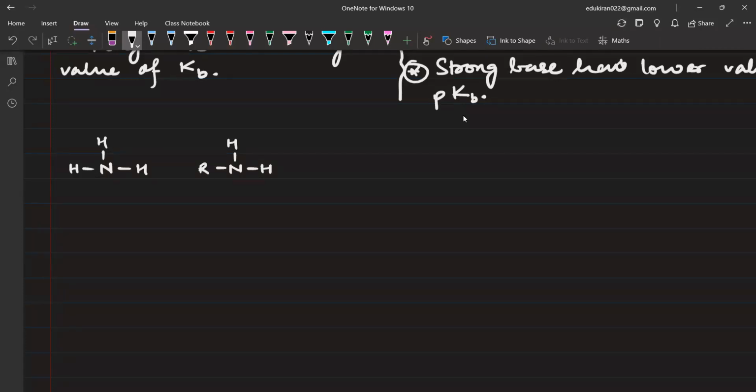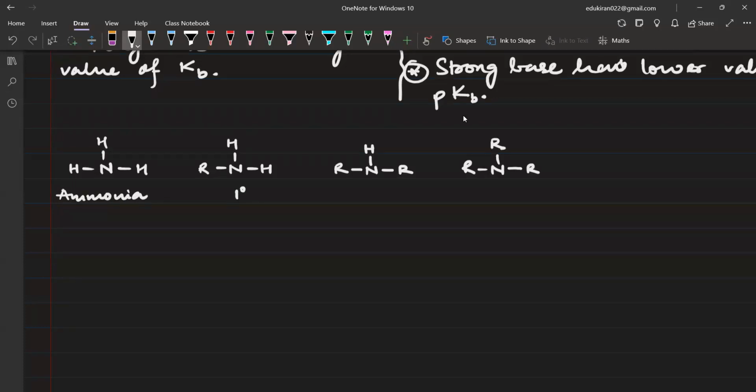ठीक है ना? ध्यान से सुन लीजिए, उसके बाद लिखिएगा. Similarly, secondary amine will be nitrogen with two alkyl groups and one hydrogen. And then we have the tertiary, which will be nitrogen with three alkyl groups attached to it. Okay, so this is ammonia.